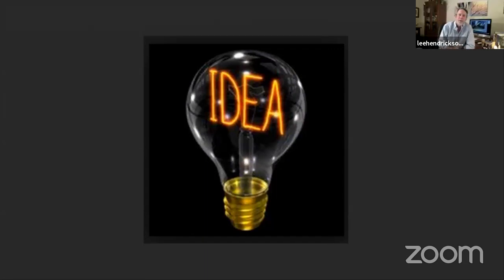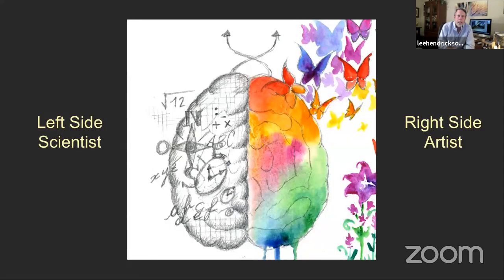But so this idea, I think a lot of people have the misconception that science and art are two distinct things. Most folks think of scientists as being very analytical, having very left side brain, and artists as only being kind of right side brain, thinking of butterflies and colors and flowers.